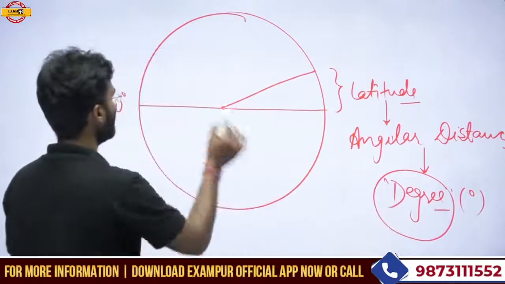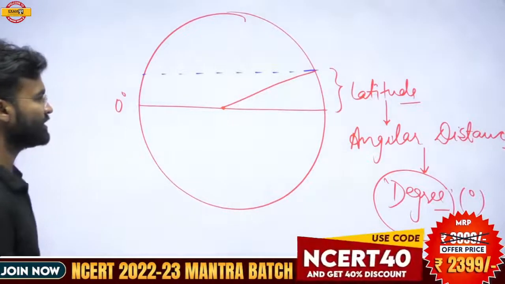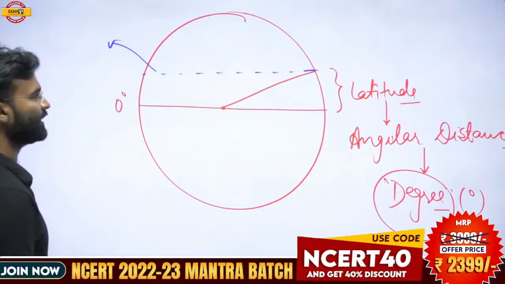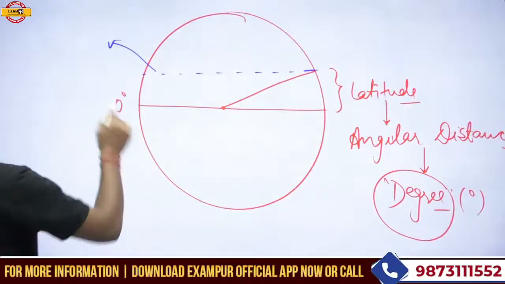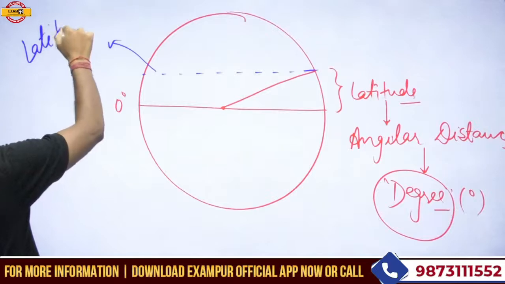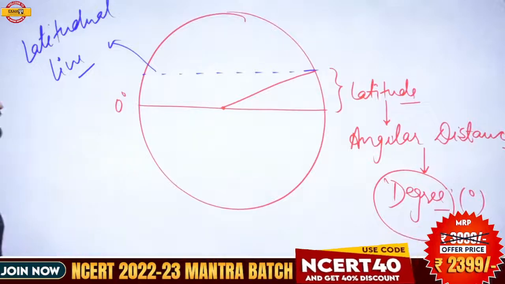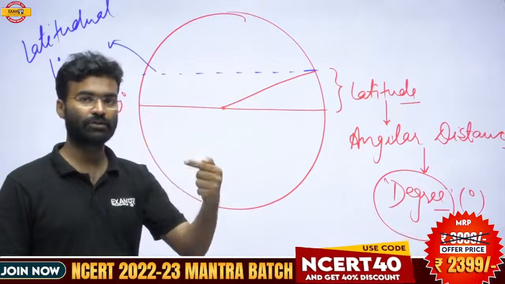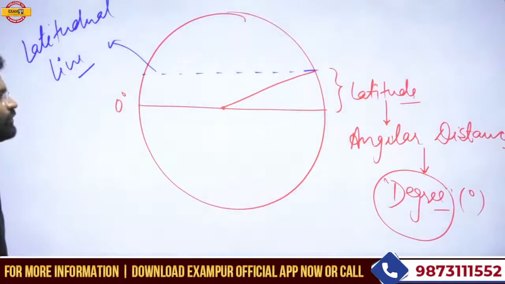If we join points of the same latitude with an imaginary line, this line is called the latitudinal line. So here is the latitudinal line, and here is the latitude. I think the difference between the latitudinal line and the latitude is clear in your mind. So this is the latitude.